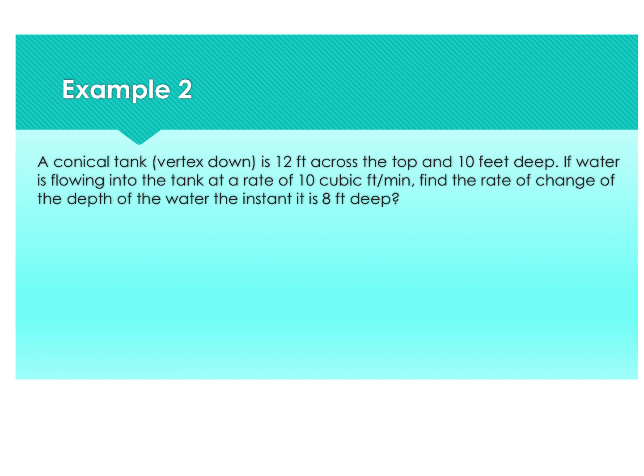Example 2 is kind of similar. It says a conic tank vertex down is 12 feet across the top and 10 feet deep. If the water is flowing into the tank at a rate of 10 cubic feet per minute, find the rate of change of the depth of the water the instant it is 8 feet deep. So what shape are we dealing with here? A cone. So our volume of a cone would be 1/3 pi r squared h.